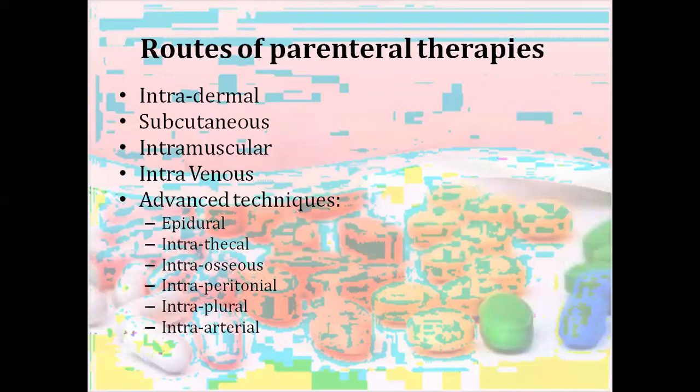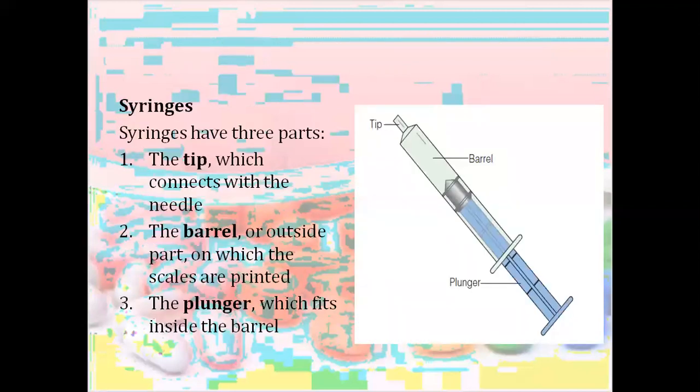Then routes of parenteral therapies. In parenteral therapies there are many routes. The common routes are intradermal, subcutaneous, intramuscular, and intravenous. The advanced techniques are epidural, intrathecal, intraosseous, intraperitoneal, intrapleural, and intra-arterial. I have already told you in a previous slide, and we will discuss them one by one with the procedure. In this slide we only see which routes are present in parenteral therapies.